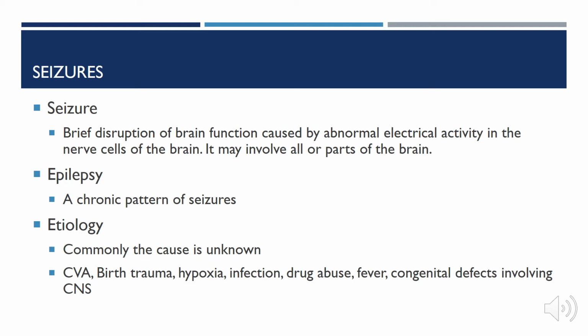They usually have no idea why this is happening, but some of the things they've linked seizures to in epilepsy are CVAs, birth traumas, hypoxia, infection, drug abuse, fevers, congenital defects involving the CNS system. So pretty wide range of things.